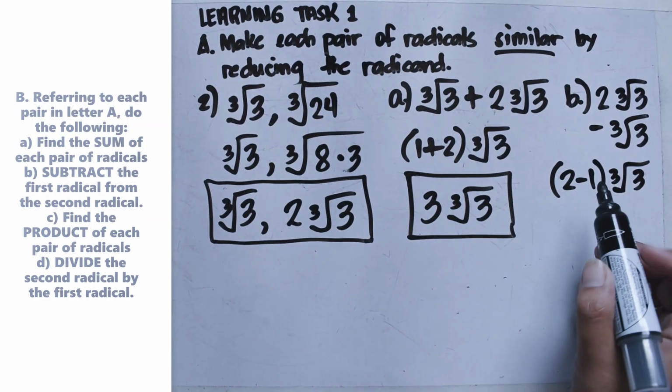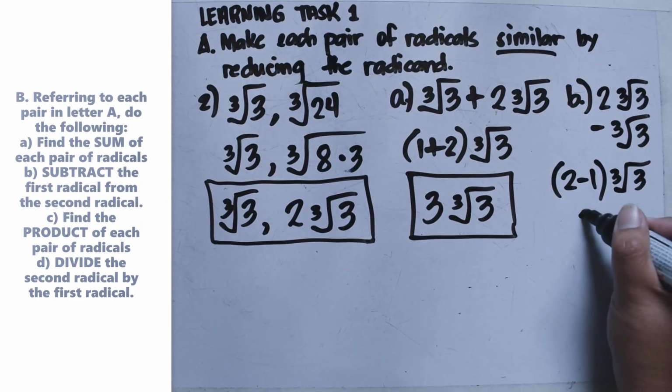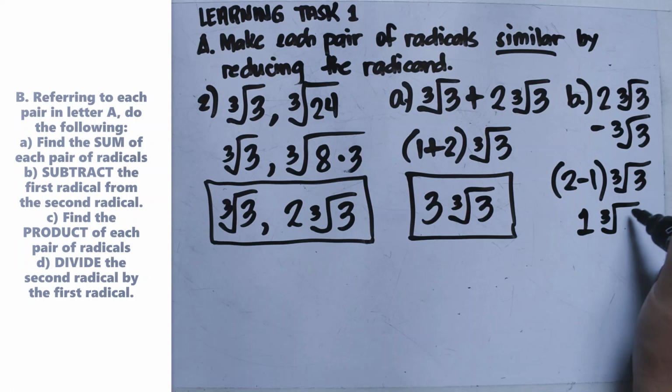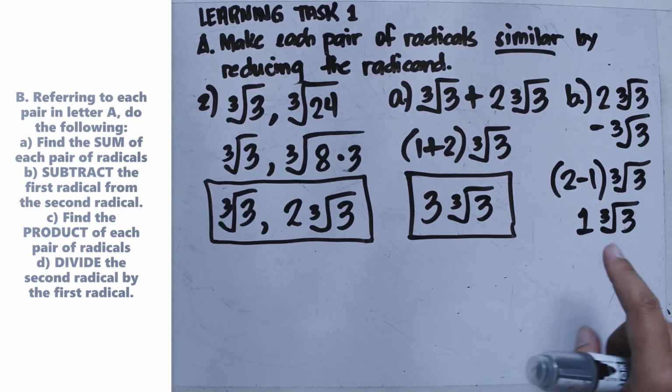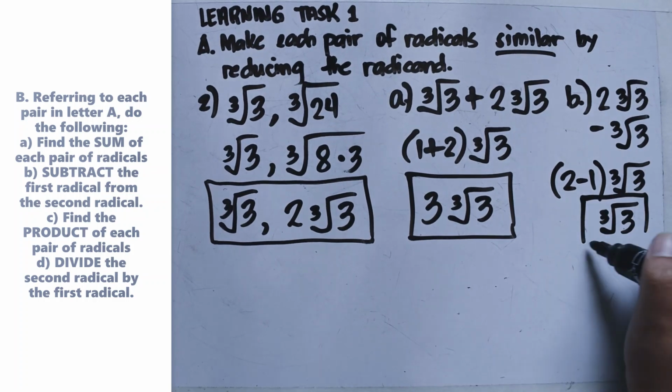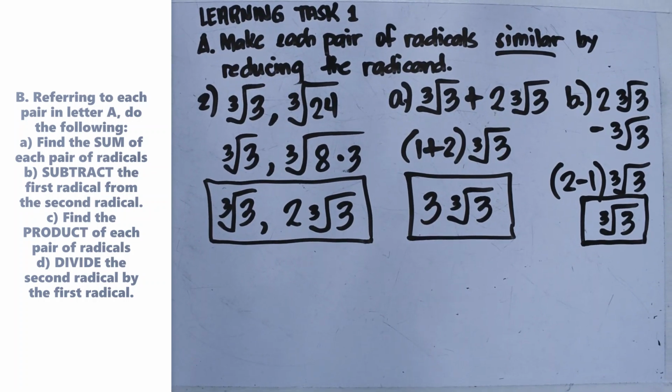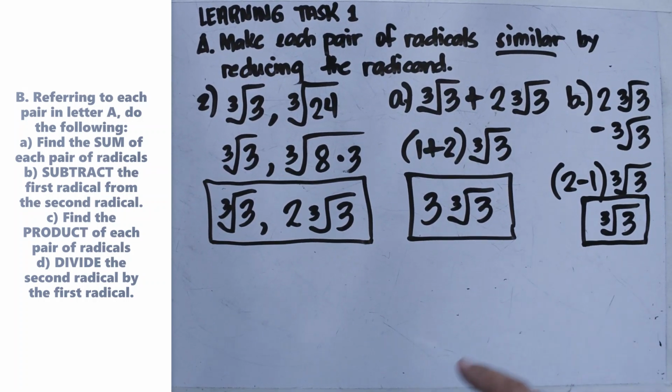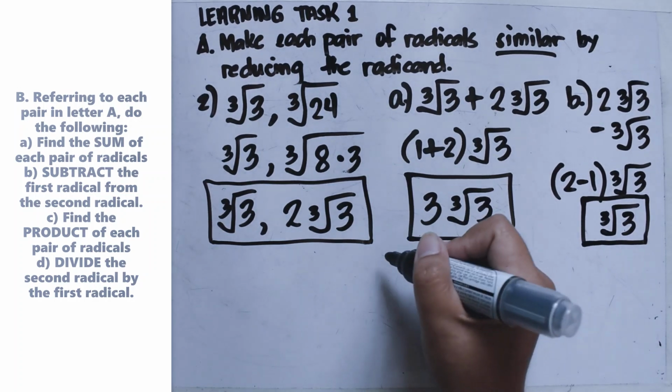Same lang ng rule sa addition. So, 2 minus 1 is 1. Then copy cube root of 3. And sabi ni ma'am, kapag 1 yung numerical coefficient, so pwede nang hindi isulat. So, the answer or the final answer will be cube root of 3. So, yan na po agad yung final answer natin sa letter B. Nakuha. So, letter C na agad tayo.